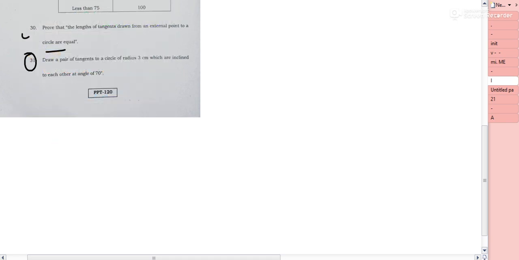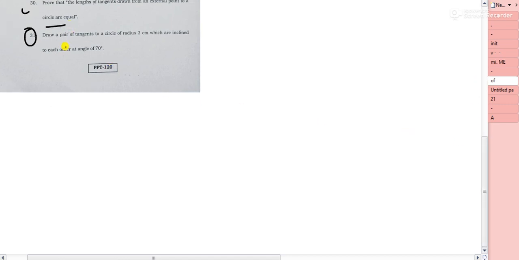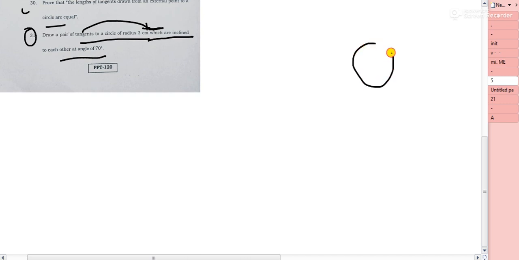Now moving to question number 38. What they have given: draw a pair of tangents to a circle of radius 3, which are inclined to each other at an angle of 70. So these tangents are inclined to each other at an angle of 70. It is somewhat like this. So these are the 2 tangents. This will be how much? 70 degrees. If I name this as P, this is A and this is B.